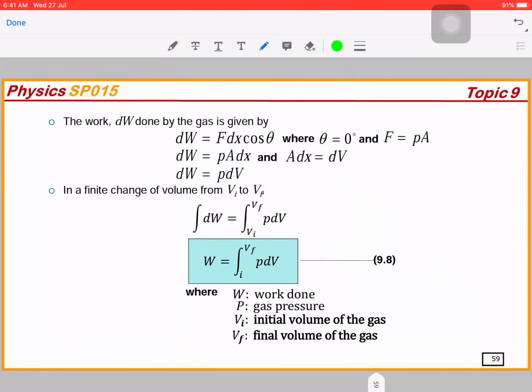So the work done by the gas is given by dW is equal to F dx cos theta, where theta is equal to 0. So dW is PA dx. So dW is P dV. Okay. In a finite change of volume from VI to VF, okay, so you have W is equal to integration of P dV, where W is equal to work done, P is gas pressure, VI is initial volume, and VF is final volume.